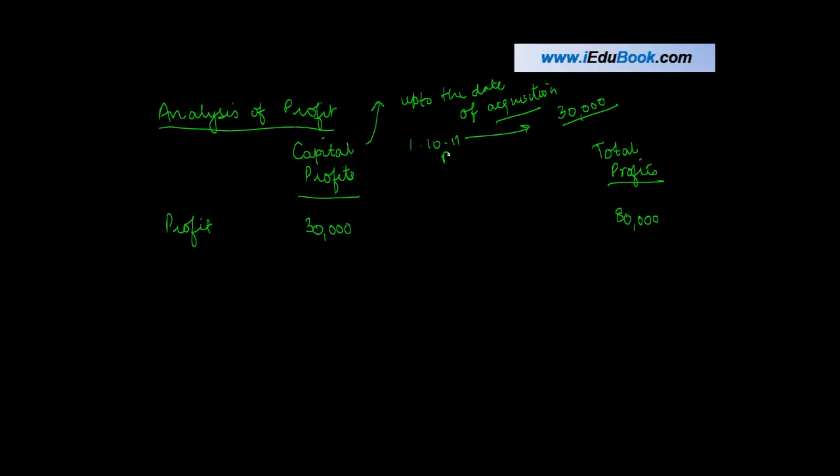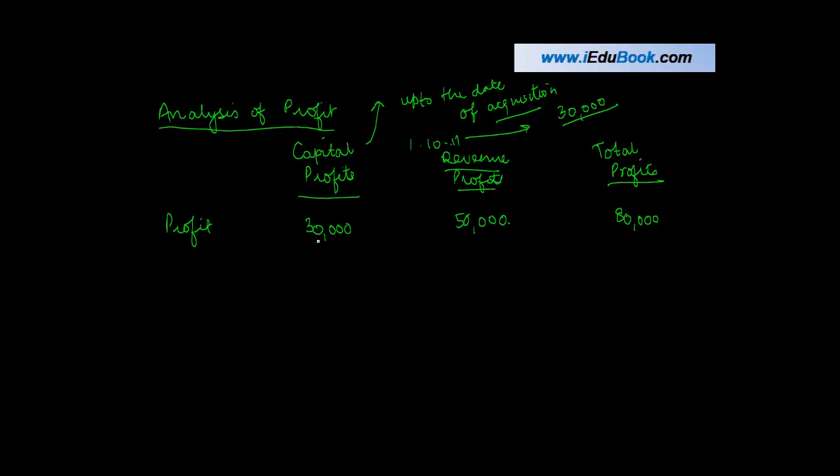right? And the revenue profits will be how much then? Revenue profits are the profits earned between the date of acquisition and the closing date. So obviously it's 80,000 minus 30,000 or 50,000, right?